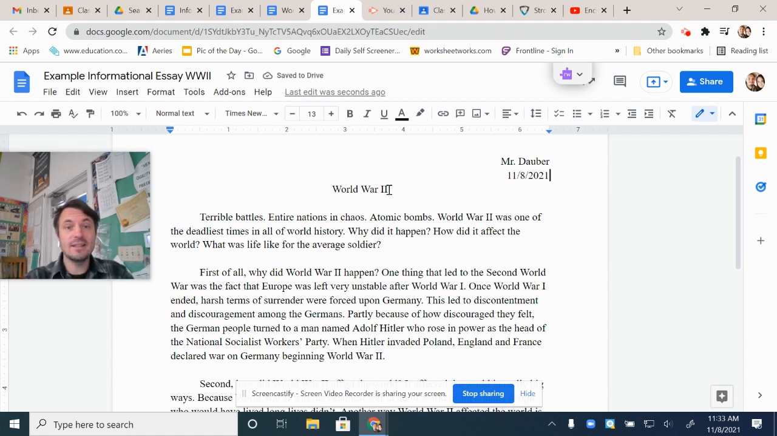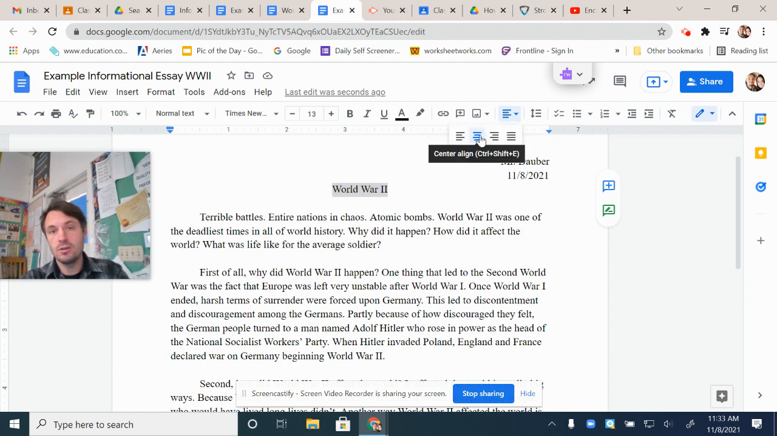Then a title, it's centered. So in order to get something centered, again, you click on this and you click that button right there. So I will make it uncentered for a second. So this would put it all the way to the left. But if I keep it highlighted and then I click on this button again and I click this button right here, that puts it back in the middle.